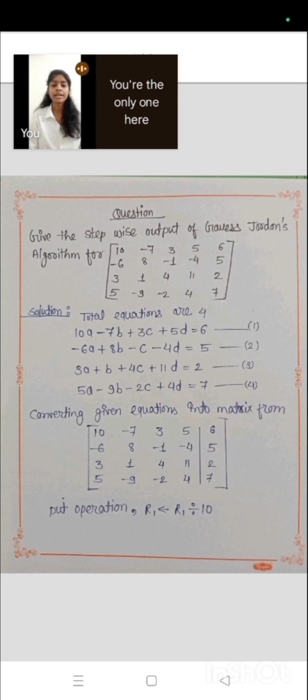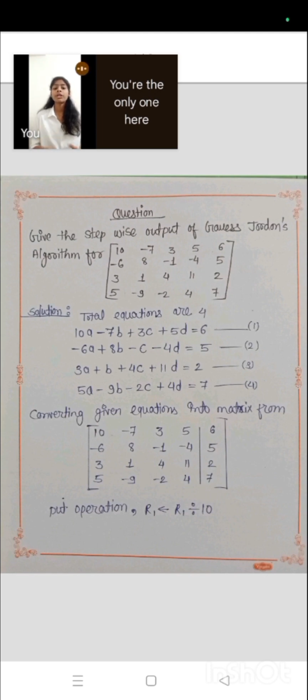So here we write the matrix form: 10, minus 7, 3, 5, 6; minus 6, 8, minus 1, minus 4, 5; 3, 1, 4, 11, 2; and 5, minus 9, minus 2, 4, and 7. So here we solve with the Gauss Jordan method. So we solve the matrix using the Gauss Jordan method.